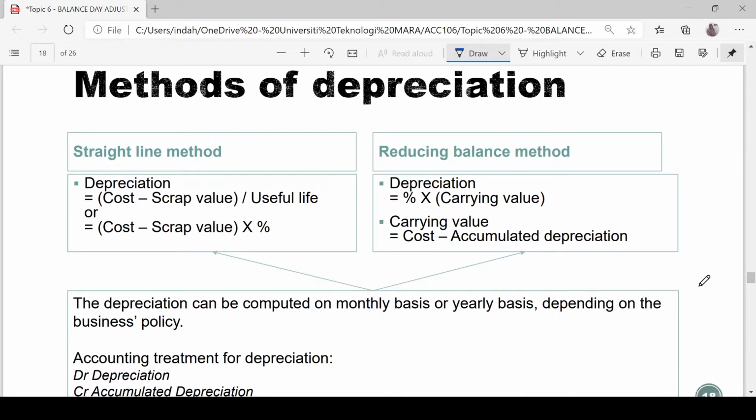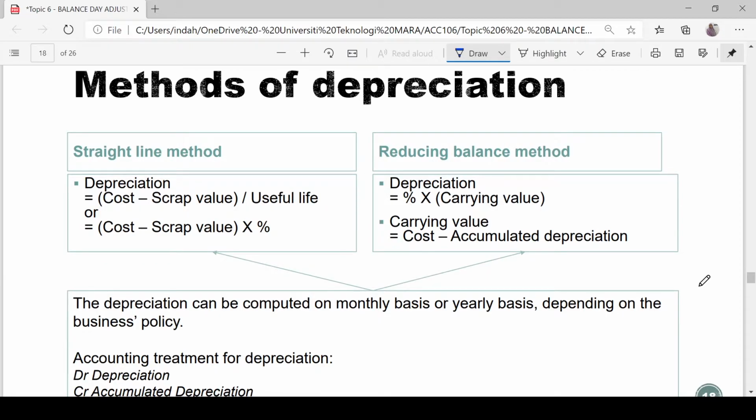For the straight line method, the formula is cost minus scrap value, or salvage value, or residual value, divided by the estimated useful life of the asset. Or cost minus scrap value times the percentage, the estimation by the business. But for the reducing balance method, the formula is different. The depreciation is equal to the rate of depreciation in percentage times the carrying value. So what is a carrying value? Carrying value is equal to cost minus accumulated depreciation.